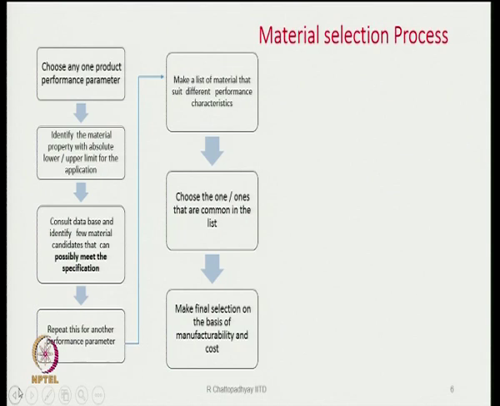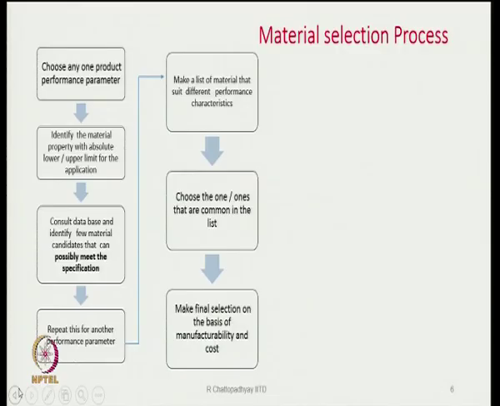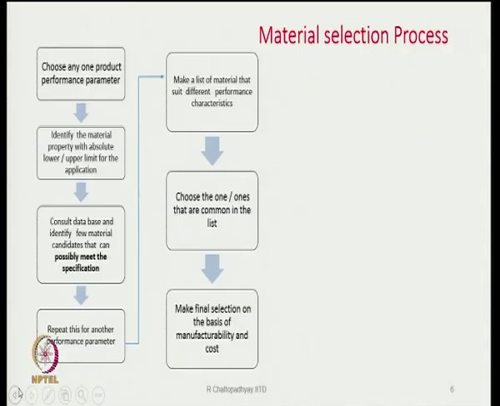Now, once we choose some candidates from the database, sometimes we will find not just one, maybe there are 3-4 fibers that meet the criteria. Then repeat this for another performance parameter. So, we say for performance parameter 1, x, y, z, there are 3 fibers. Then you go to performance parameter 2 and again see how many fibers will be able to meet this criteria. This way we make a list of materials that suit different performance characteristics, and then choose the one or more than one that are common in the lists.